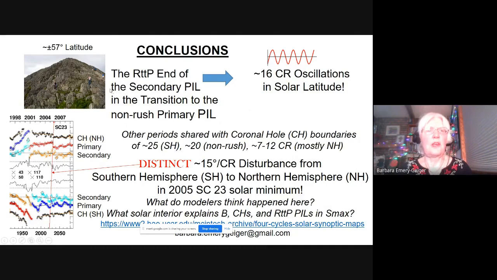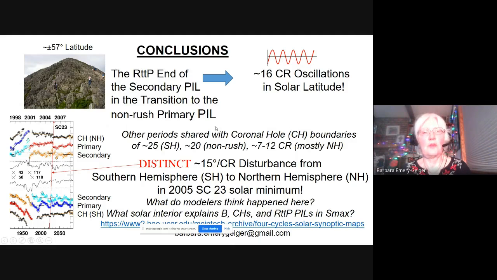Okay, so these are my conclusions. We have a rush to the end of the secondary pill. It's in the transition when it goes from the secondary to the primary. And so this peak, which is about 57 degrees latitude, leads to this 16 Carrington rotation oscillation.